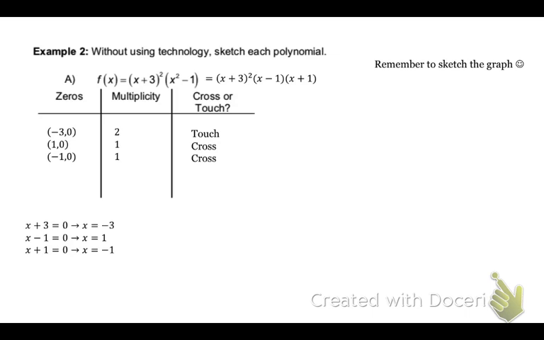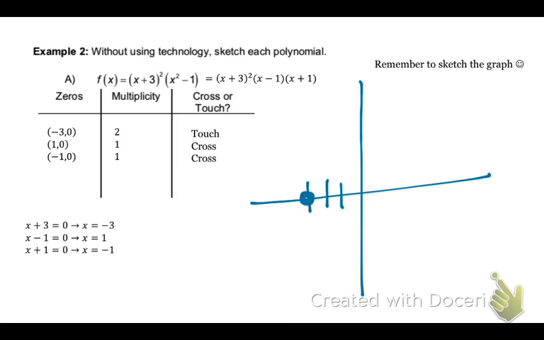Remember to sketch the graph. I literally wrote that right there so I wouldn't forget. So let's just draw a graph here. I know you guys don't have graphs on yours, so just draw it with me. So negative 3, 0, we're going to draw a point right there. 1, 0, we're going to draw a point right there. Negative 1, 0, right there. Now, we need to figure out, is this even, is this odd, what are my ends doing here?